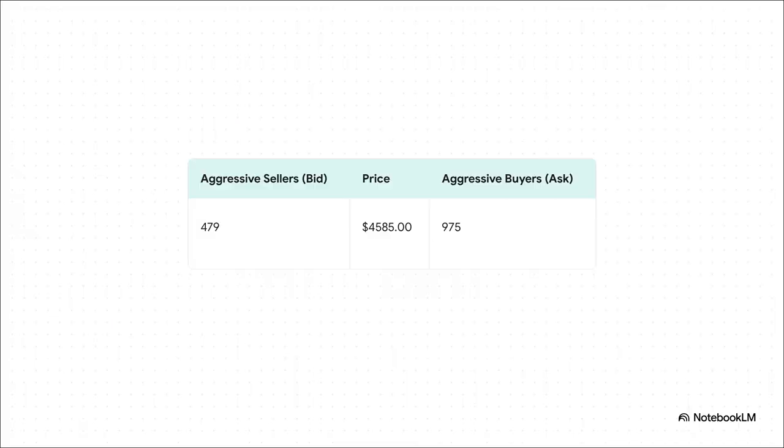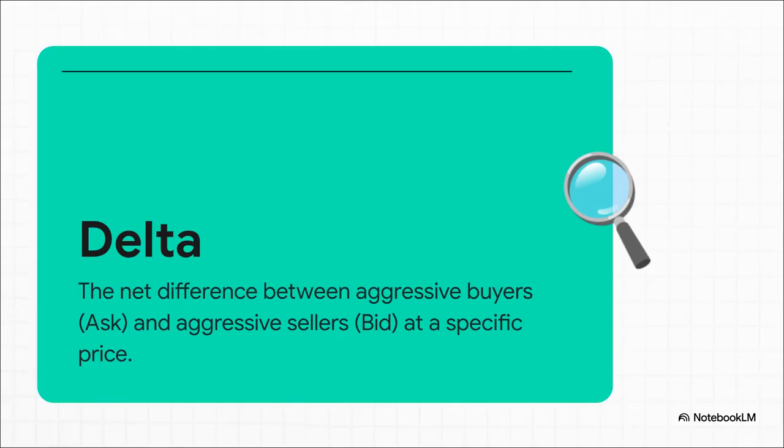Now this is where the magic really starts. At any single price level, the footprint splits the action in two. On the left, you've got the bid. That's the volume from aggressive sellers. On the right, the ask. That's the volume from aggressive buyers. So right here, at this one price, we can see 479 contracts were aggressively sold, while almost double that, 975, were aggressively bought.